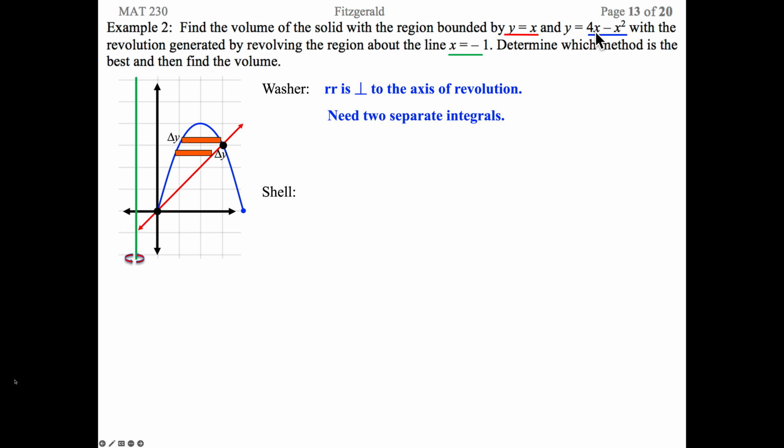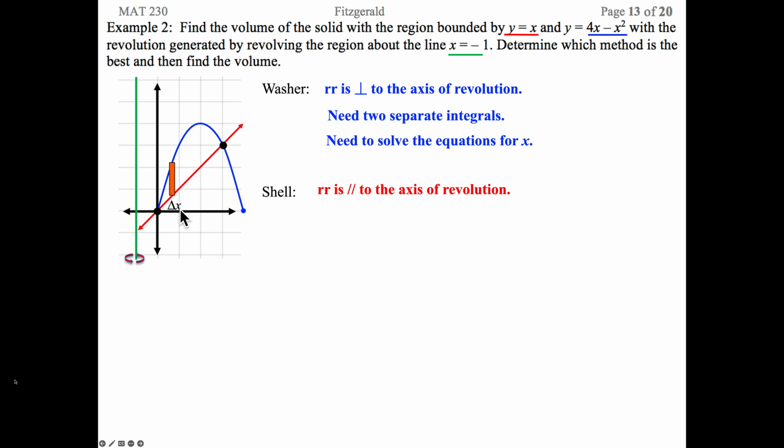Plus, you're going to have to solve these for x, and there's two x's there. That'll make it more time consuming. So I'm going to say let's flush the washer technique. We're not going to use it. Let's use the shell technique. Let's build in our parallel reference rectangle. All right, there's my delta x.